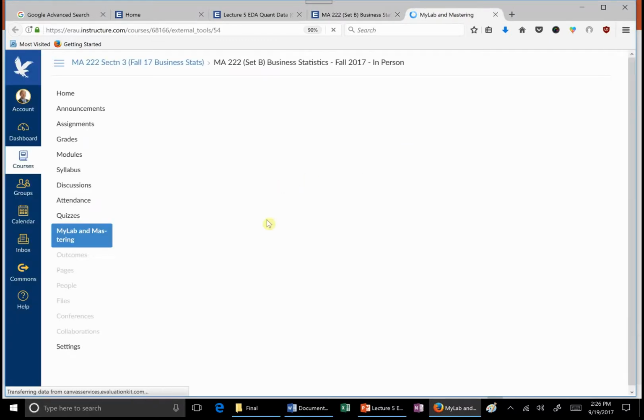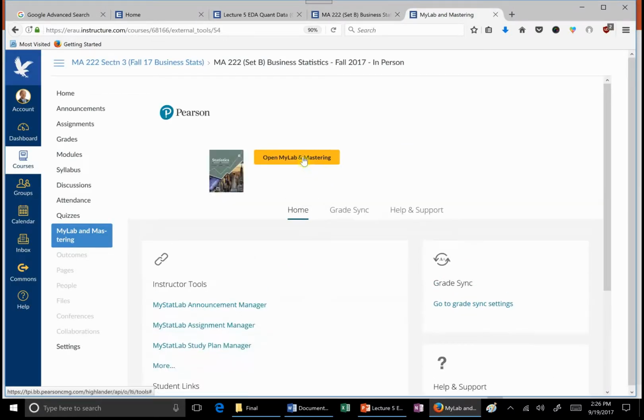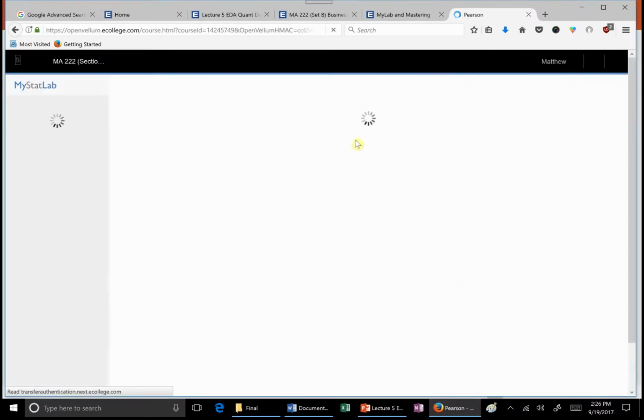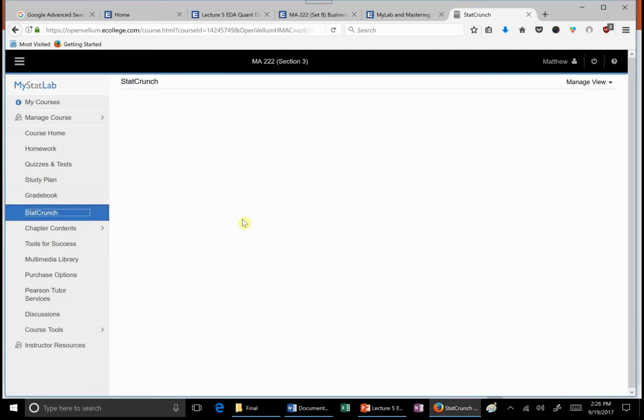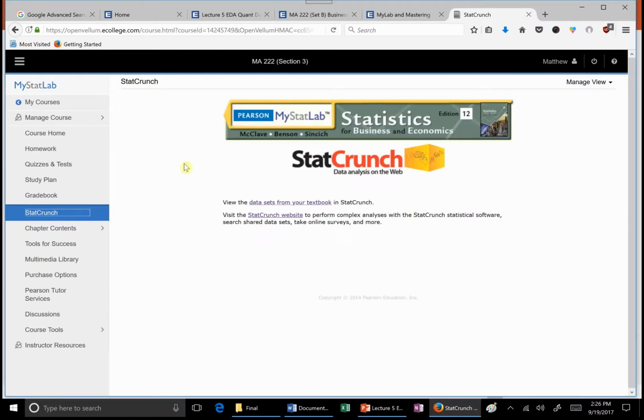And here's something that's very helpful. I like this aspect of the book. Whenever you're working with a data set that deals with a problem in the book, they actually give you that data set right in StatCrunch, which is really nice. So here we go to StatCrunch. And I'm not going to do what we normally do, right? Normally we go to open StatCrunch, but what I'm going to do is something a little different. I'm going to say view the data sets from your textbook. Let's go ahead and click on that, okay?